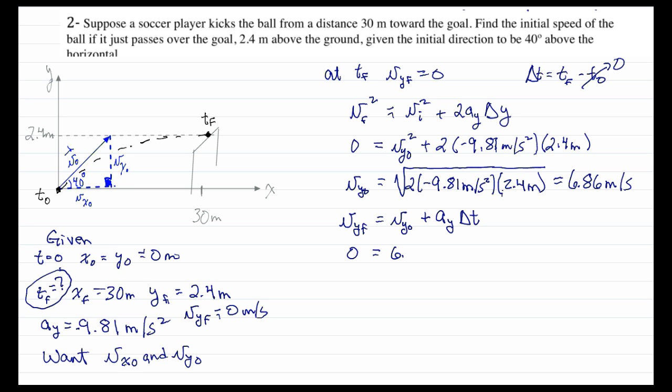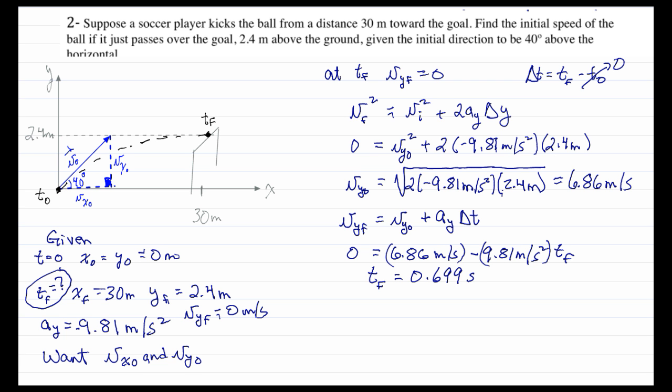Our initial velocity we just calculated, and our final velocity is 0. So we have 0 is equal to 6.86 meters per second minus 9.81 meters per second squared times t final. Now all that's left is to solve for t final, and I've already done that. I found t final to be 0.699 seconds.